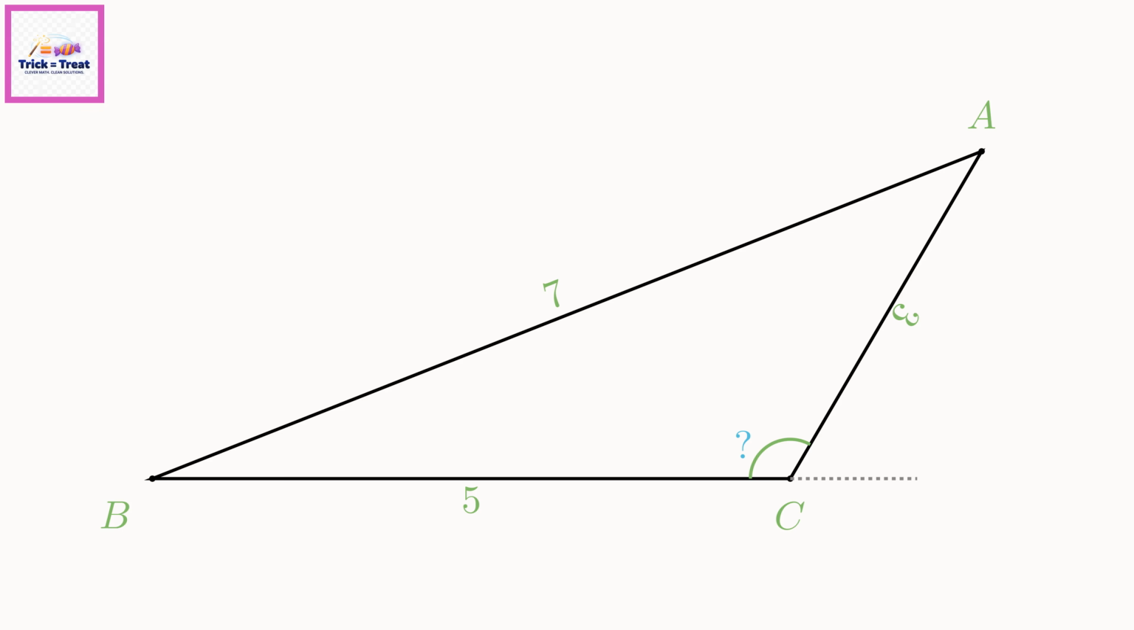We're going to extend the base and drop a perpendicular line from the top. Let's call this intersection point D. At once, we have a right angle, angle D. It is exactly 90 degrees. Look what we just did. We turned one awkward, obtuse triangle into two beautiful right-angled triangles.